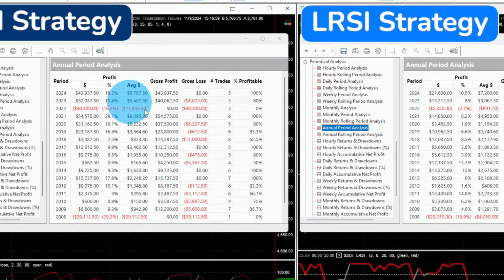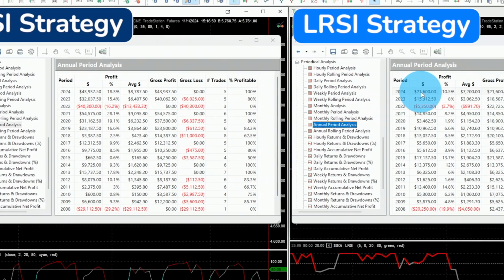But because the average trade is much bigger, you can see that both drawdowns are a lot higher than this one. And see, this one is 40,000, this one is 5. So this is the recent one in 2022. But on the opposite side, you see it's making a lot more money when it makes. So 2021, this one made 54,000, this one is 14. 43,000 this year, this was 21.